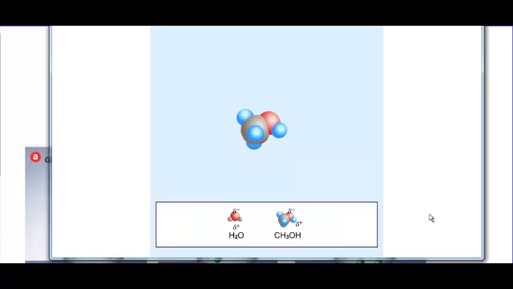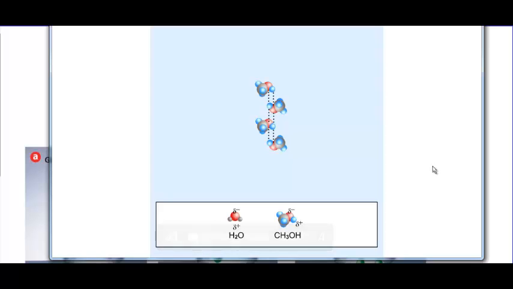Methanol molecules contain a polar OH group. The oxygen has a partial negative charge and the hydrogen has a partial positive charge. This charge separation is called a dipole. Methanol molecules are attracted to each other through the interaction of the dipole of one molecule with the dipole of another molecule. Water is also polar, and the dipole of water will interact with the dipole of methanol.